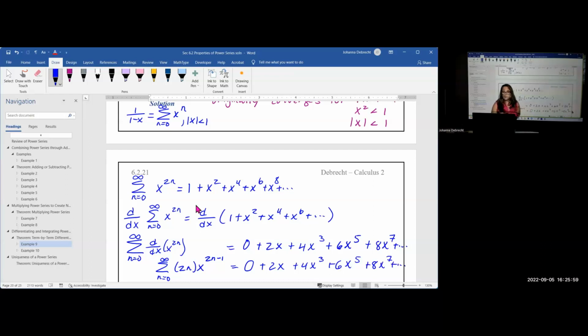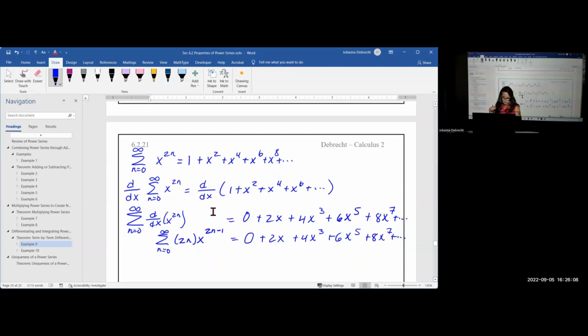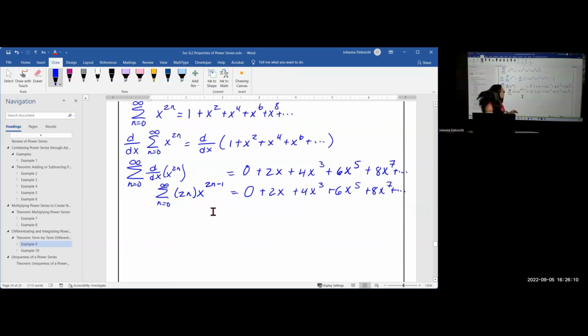Except we have a little bit of a problem. Does anybody see what this problem is that we have? What's happening to the first term? The first term ended up being 0, but I haven't taken that into account here.